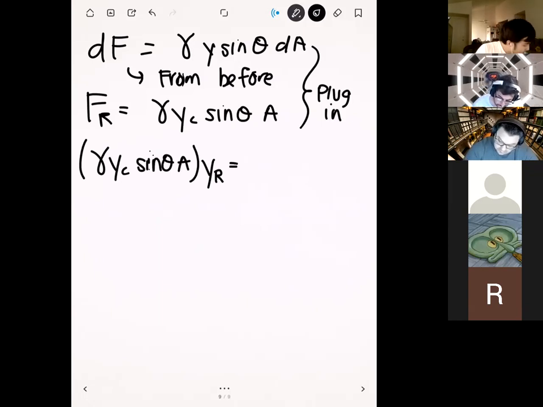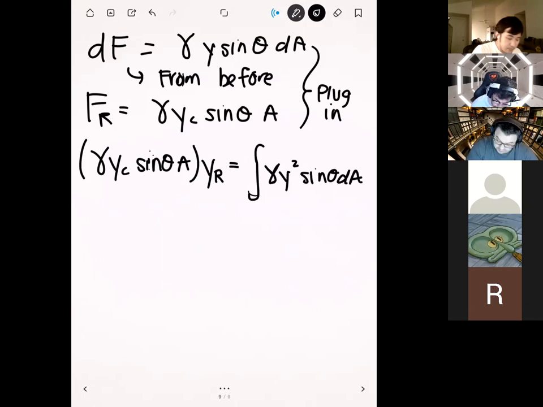This is equal to the integral of gamma y squared times sine theta dA. All I did to get this expression was take the expressions for dF and for FR and plug them into our moment formula from the previous page. And so let's do some cancellation so we can simplify this.